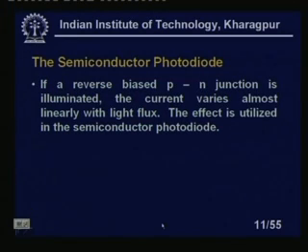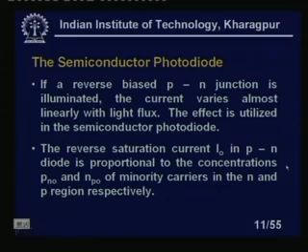If a reverse bias PN junction is illuminated, the current varies almost linearly with the light flux. This effect is utilized in the semiconductor photodiode, right. The reverse saturation current I0 in a PN diode is proportional to the concentration Pn0 and Np0 of minority carriers in the N and P region respectively.